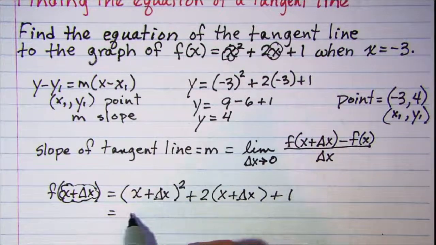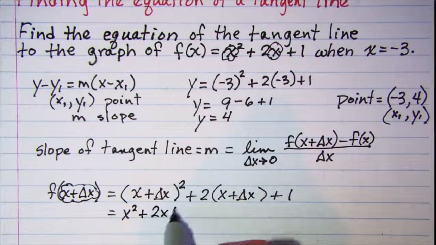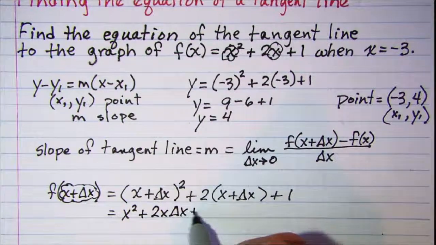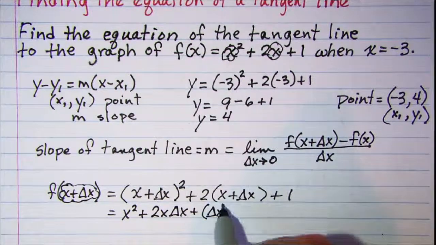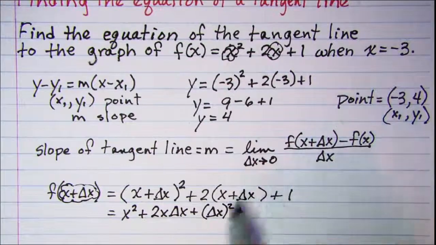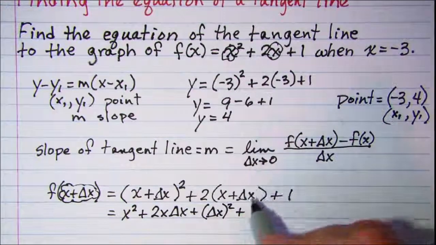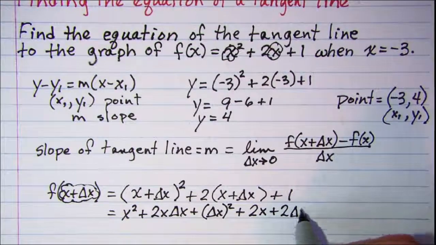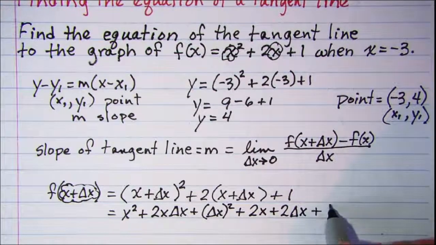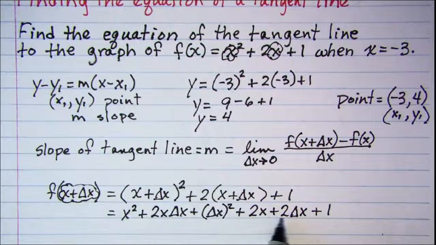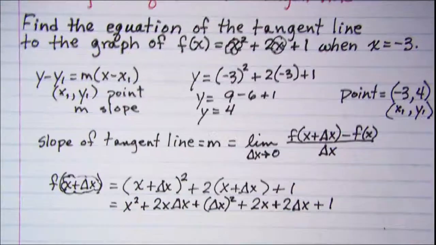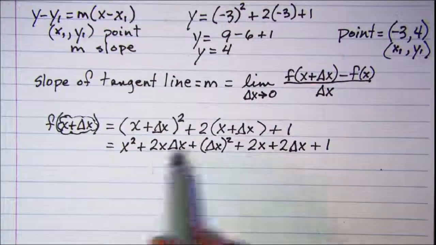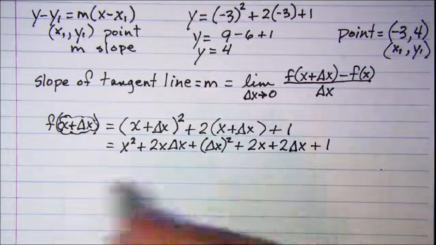And then I'm going to simplify this before I continue working this limit. When I square this binomial, I get x squared plus 2x delta x plus delta x squared plus, and then let's distribute this 2. So 2x plus 2 delta x, and then plus 1. Now it doesn't look like anything's going to combine or cancel. So let's go ahead and do my limit problem.